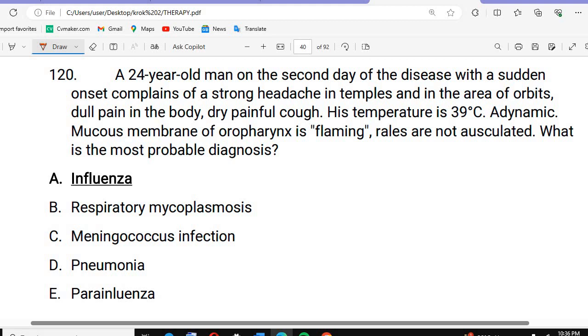After that, question number 120: the patient has a sudden complaint of strong headache in the temples, in the temporal area, and in the area of the orbit, dull pain in the body, dry painful cough, and increased temperature. The mucous membrane of the oropharynx is inflamed, and rales are not auscultated. So what is this condition? This is influenza, in an adult person. The patient will have fever, along with a flaming oropharynx.